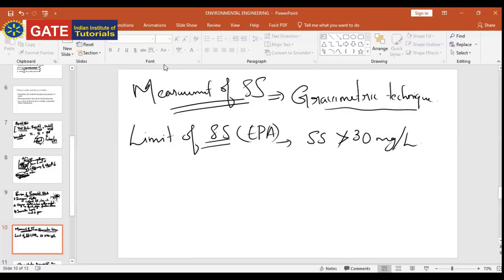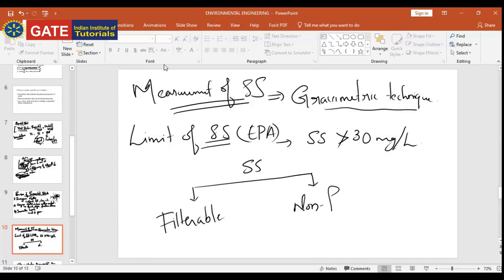And suspended solids can be classified into two actually. The first classification in detail we'll be studying later. Now you just note down the names. Suspended solids can be classified into filterable solids and non-filterable solids.